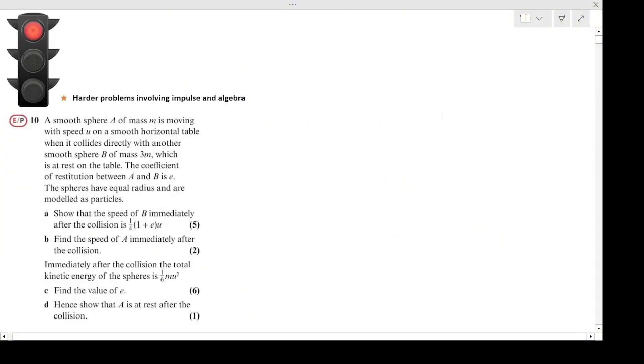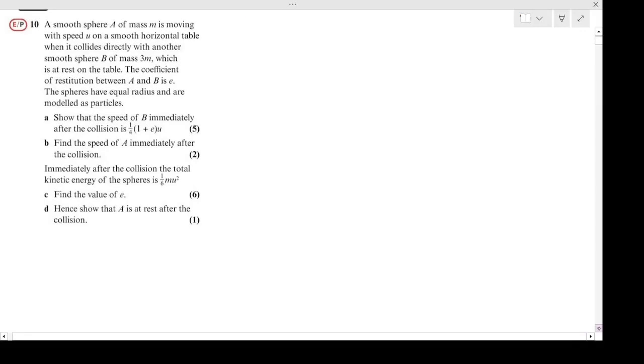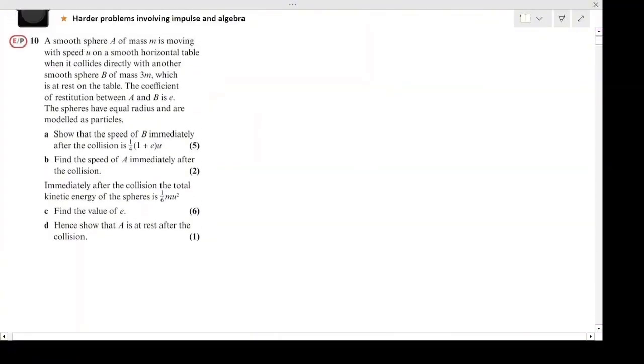Okay, now we're going to be looking at harder problems where there's algebra and even impulse thrown into the mix here. Okay, so we're going to be looking at some exam questions at the end of this, but the idea is there's algebra. It looks scary, but the processes, the formulas we use are going to be exactly the same.